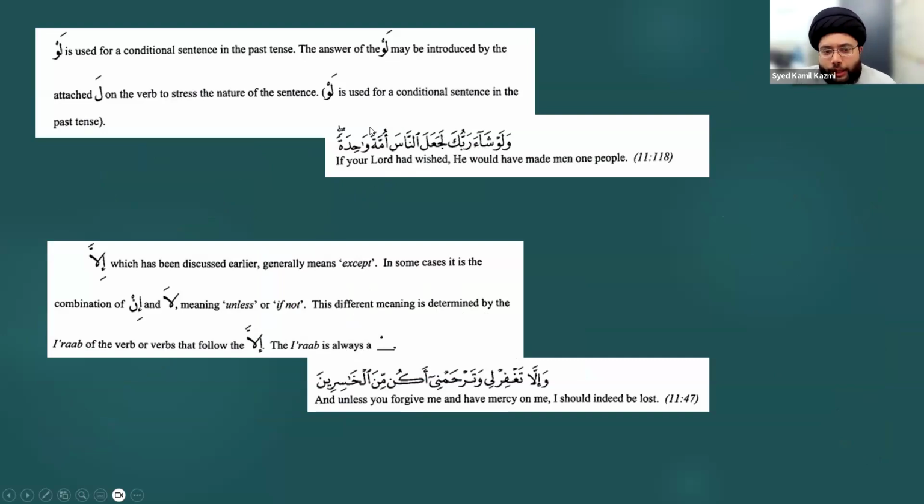If I was to tell you, by looking at this, which one is the response to the condition? La ja'ala. Okay. So the response to the condition of Allah's wishing, لو شاء ربك, is لجعل. La introduces the response coming up.